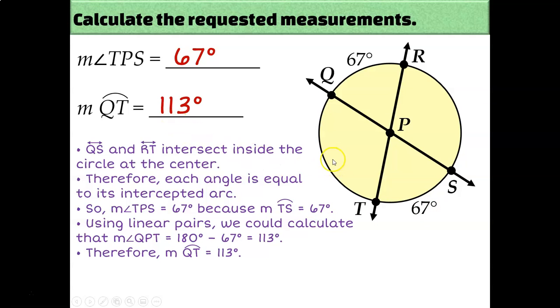But instead of looking at the arcs, you could also look at the angle measurements. This is a linear pair, and since we just figured out that this angle is 67, again you would do 180 minus 67 to figure out the measure of angle QPT, and you would know that the measure of its arc would be equal to the measure of the central angle, so again you get the answer of 113 degrees.